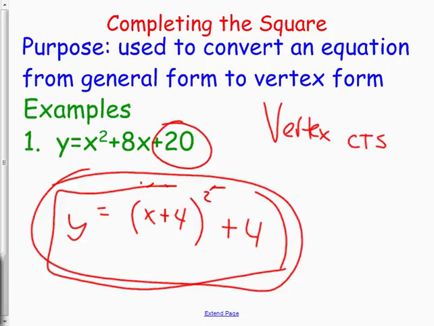Why am I doing the vertex CTS? Because if you want the vertex, you do what? Complete the square, CTS. You get that? So if you want the vertex, use the vertex CTS. Would you please say out loud, vertex CTS? All right. So now you know how to find the vertex with complete the square.